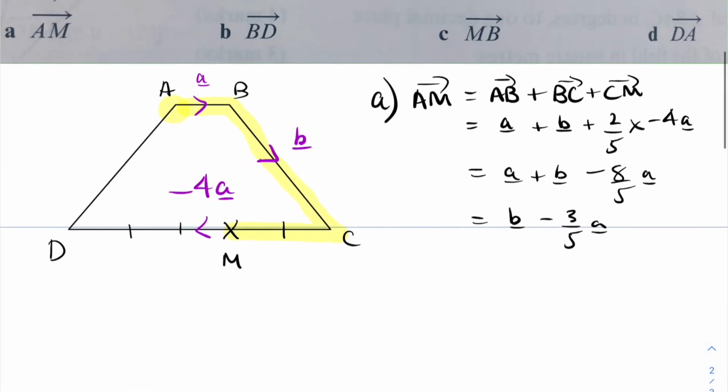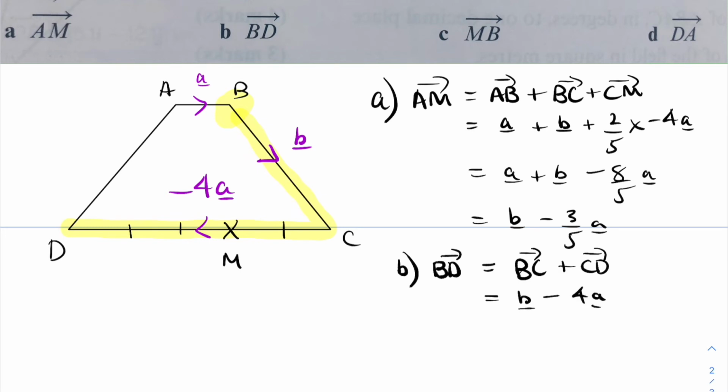Let's take these off. Now in part B, I'm going from B to D. So part B, B to D. Right, so start at B and go to D along vectors I know. This one's quite simple. I go from B to C and C to D, which I've already labelled as B minus 4A.